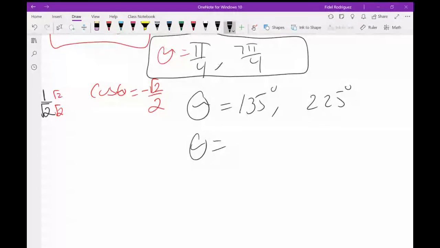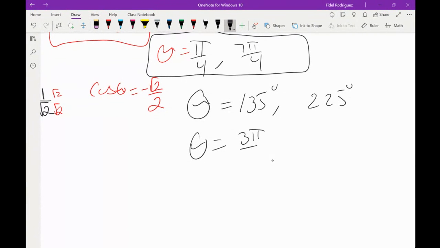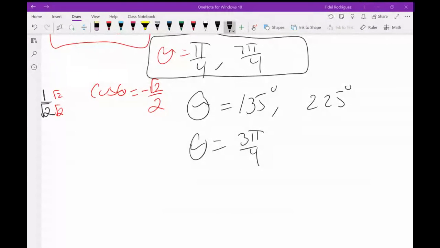So let's go ahead and do it to it. 135 over 180. That should be 3 pi over 4. And 225.